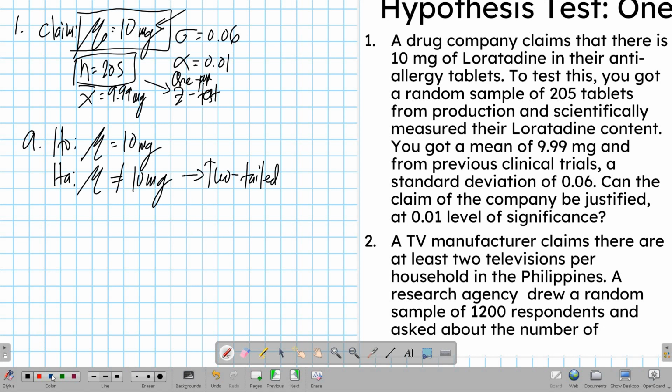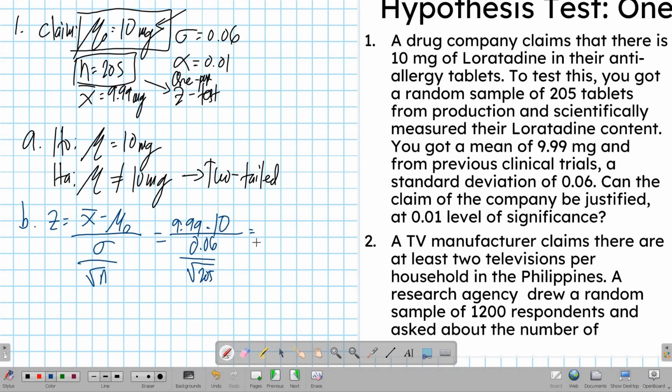Now that we got that, we now compute our test statistic. So again, our formula for the test statistic would be the sample mean minus the hypothesized population mean over sigma over square root of n. In this case, we got our sample mean, which is 9.99, minus the hypothesized mean, which is 10, over the sigma of 0.6 over square root of 205. We can actually just use values up to 2 decimal places, but just to be safe, we'll also use values up to 4 decimal places.